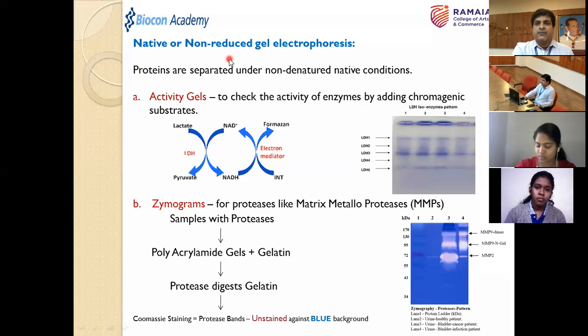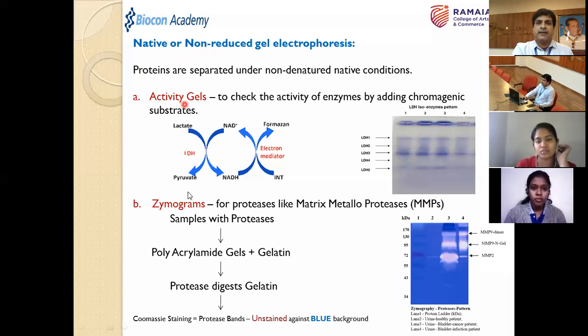As I said, from the living system, you can take out the enzymes in the test tube, or in the gels here, and you can maintain the conditions so that they will exhibit enzymatic activity and convert the substrate into the products. That is the basis here. This type of technique is called native gel electrophoresis. Native gel electrophoresis is used for analysis of proteins in their quaternary conformation, which are functionally active. So these are called activity gels.